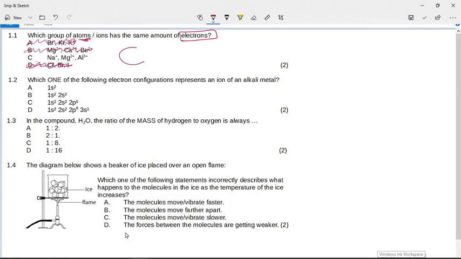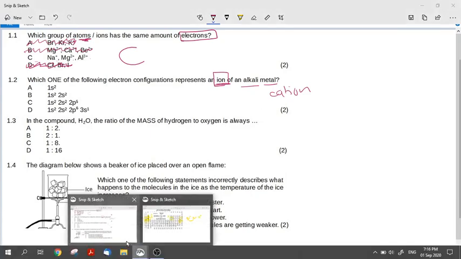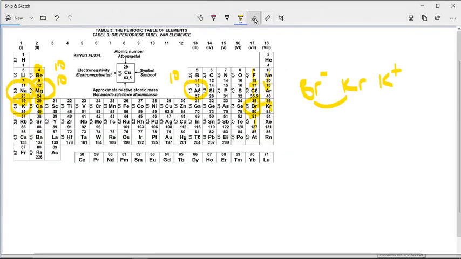Now it says to you, which one of the following electron configurations represents an ion of an alkali metal? Now first of all, if you see metals, all metals form cations, okay? So they are going to lose electrons. And then what is an alkali metal? An alkali metal is that first column in your periodic table. So if you go and look at the first column in the periodic table over here, okay, let's go back to this.